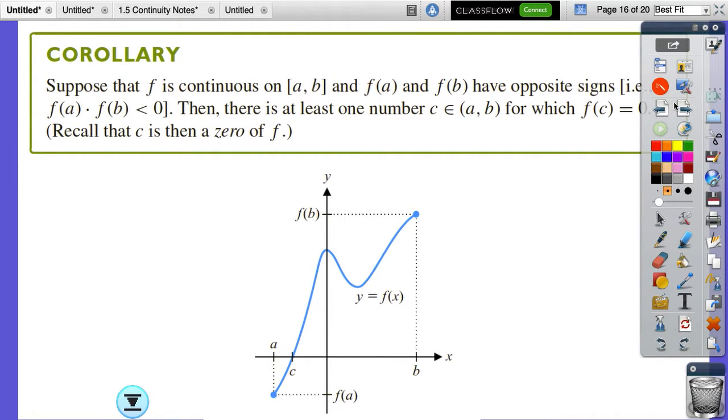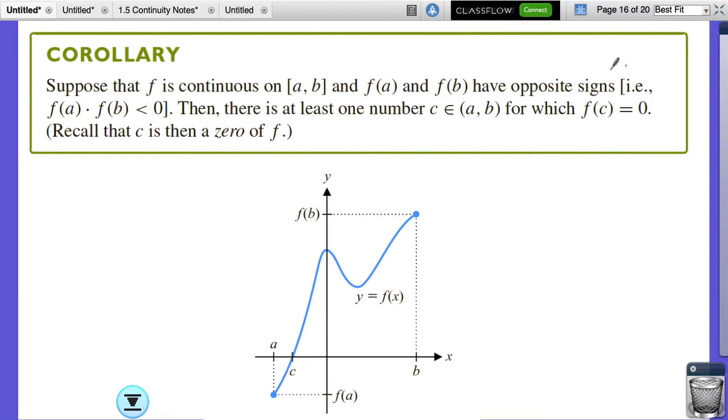All right, to finish out the lesson, we're going to talk about a corollary to the intermediate value theorem. All it does is put f of a and f of b in certain places. It says if f of a and f of b have opposite signs, so one's positive and one's negative, or in other words, if you multiply them together you get a negative number, then there's at least one number c in between a and b such that f of c is equal to 0.